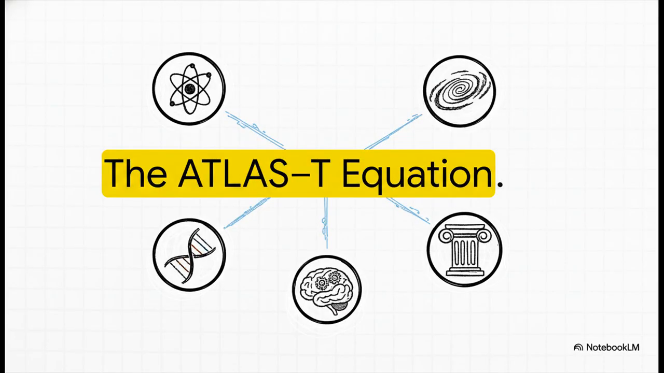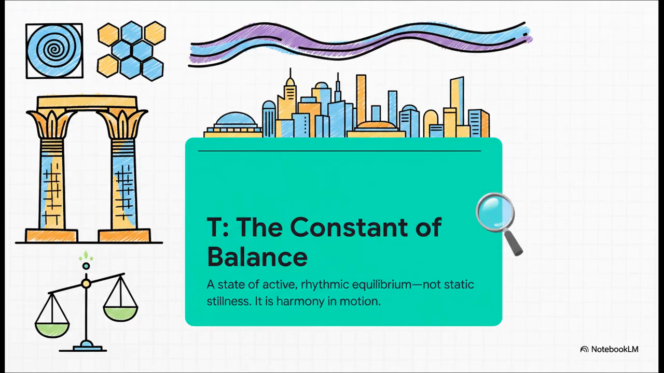So here's the radical idea. The theory suggests that pretty much everything can be understood through this one core formula for harmony. It's called the Atlas T equation, and it's our starting point for, well, for everything else. So let's break it down. T is what we're aiming for. It stands for the constant of balance. But, and this is absolutely crucial, this is not about being perfectly still or frozen. Think of it as an active rhythmic equilibrium. You know, like a marathon runner who's found their perfect pace. They're not standing still, they're in a state of perfect, sustainable motion. That dynamic harmony, that is T.